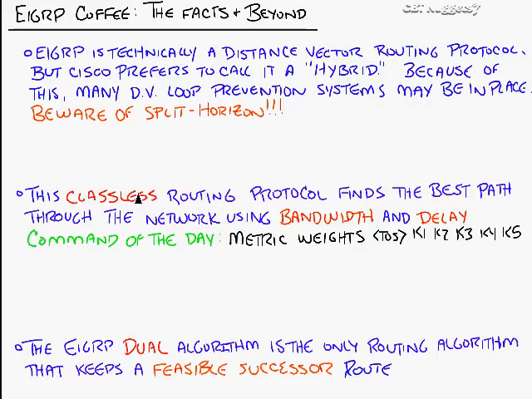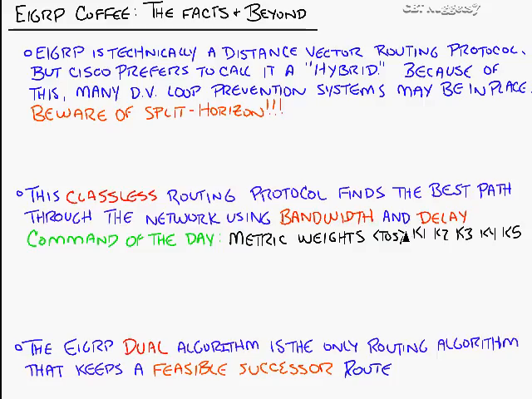Second, this is a classless routing protocol. It does do auto summarization by default, so it behaves like a classful until you disable that. And it will find the best path through the network using the bandwidth and delay by default. Now, before we even get into the command of the day that I have down below here, I want to talk about bandwidth and delay.